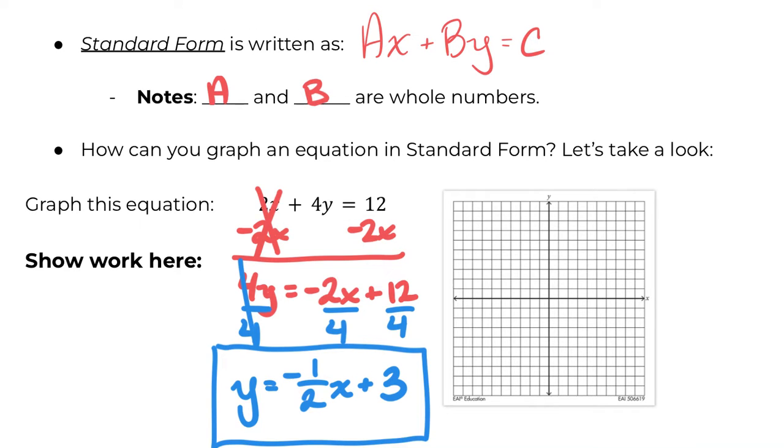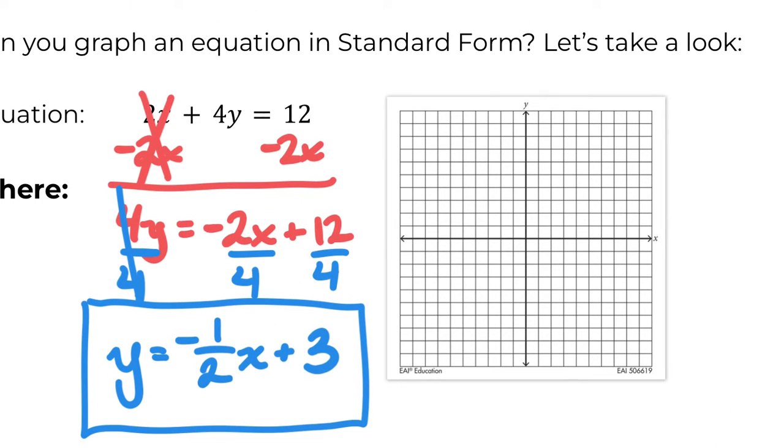So to graph this, all we have to do is go to the 3. That's my y-intercept. And now my slope is negative 1 over 2, so I'm going to go down 1 over 2. And now you only need 2 points to make an accurate graph, but if I really want to be specific and precise on my points, all I have to do is continue following the same slope the entire time, and I can get a very accurate line.